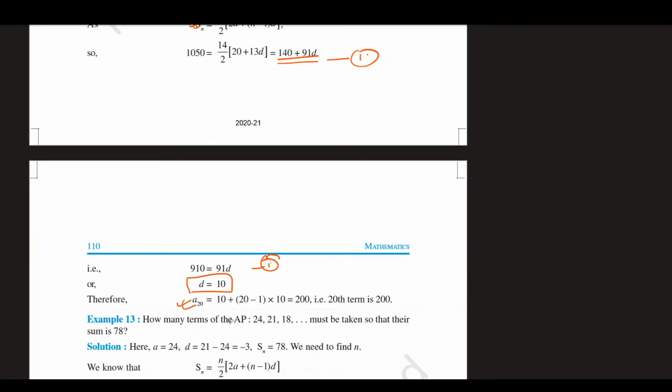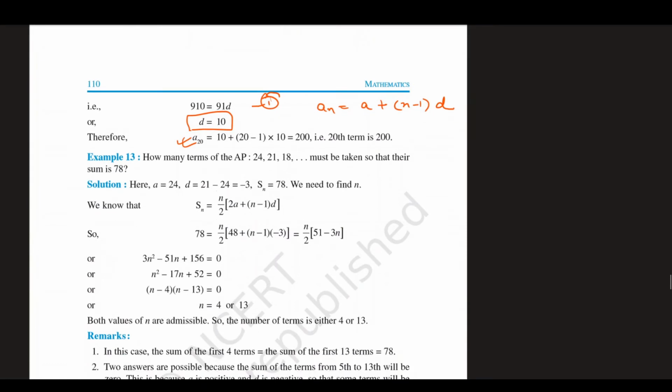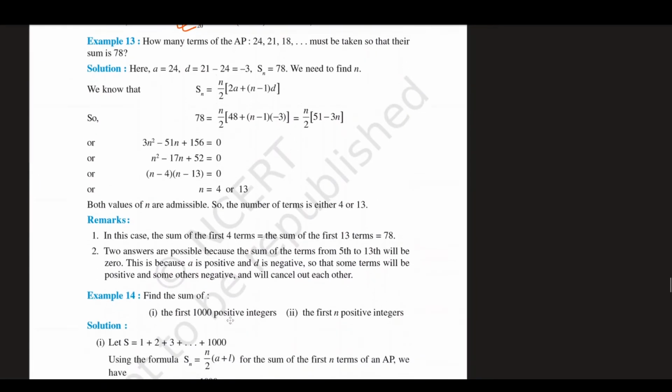Then apply the formula of the nth term, an is equal to a plus n minus 1 into d, and you will get the answer. Now example 13. How many terms must be taken so that the sum is 78? So now Sn is given, so write 78 here. Then we know that 2a is 48 because a is 24 here, and n minus 1 into d is minus 3. Then write this and solve for n.